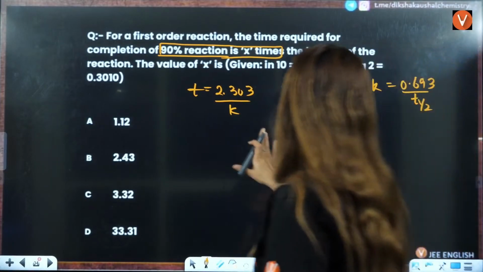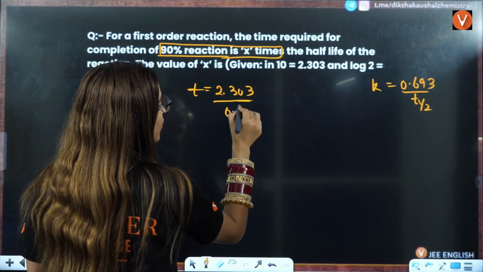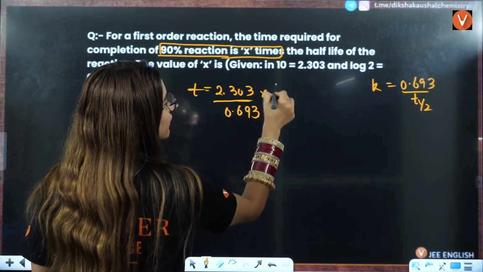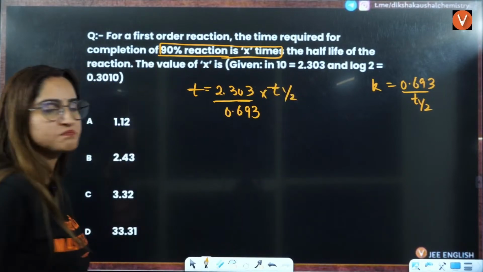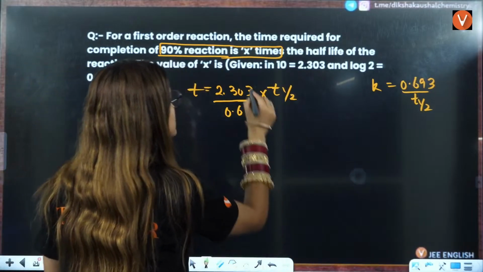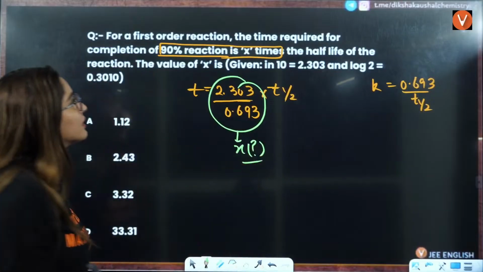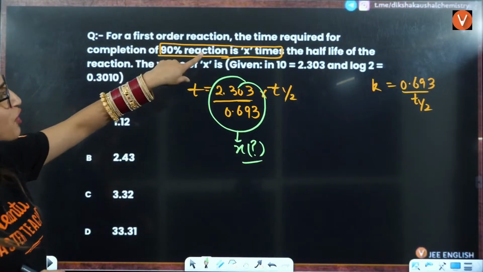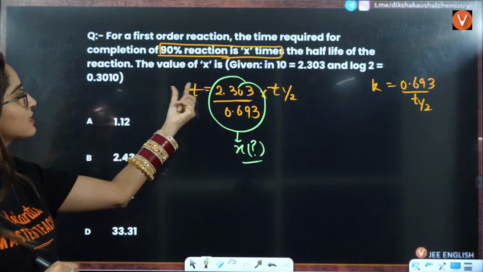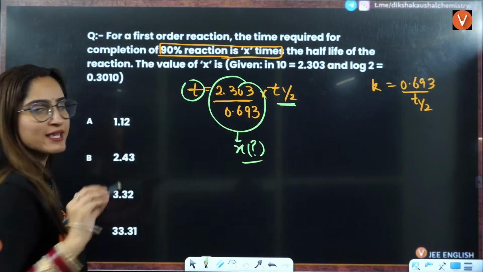So I'll just put it here. K is equal to 0.693 divided by half. Okay, right? Now you have to find the value of this X. They are saying, for the first order reaction, the time required is X times T half. So this is the X that you have to find.